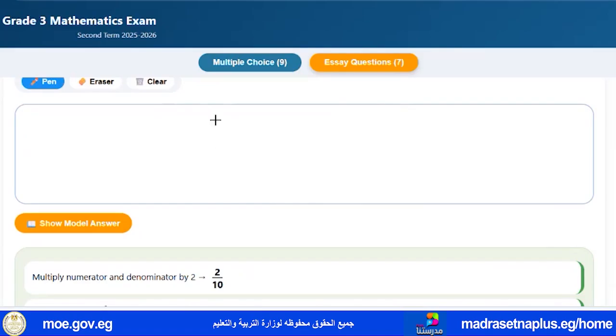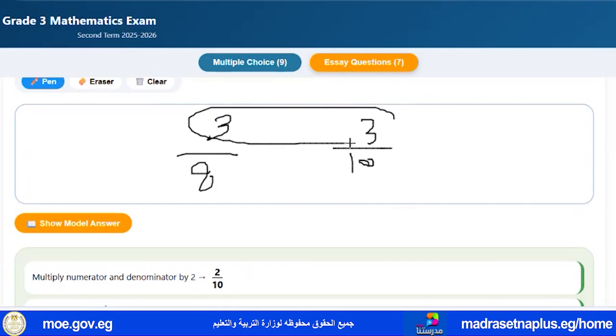One for you. 3/8, 3/9, or 3/10. Which is bigger? Which is smaller? Look at numerators. Numerators are the same. Now look at the denominator. The smaller denominator, the greater fraction. Now 8 is smaller than 10 directly. 3/8 is bigger than 3/10.